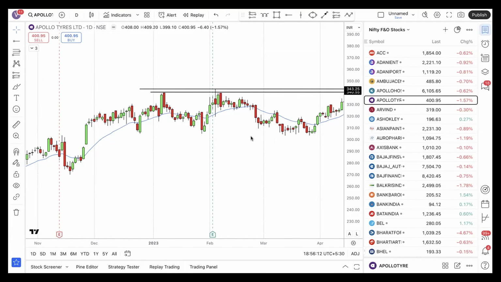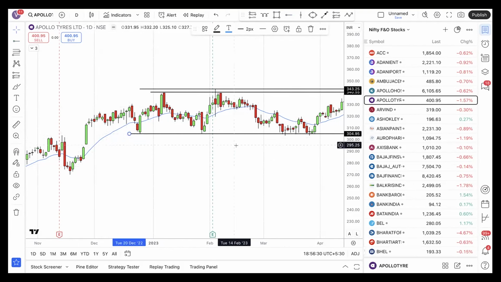Another thing, if you are looking for a pullback, see where the support is. I can see clear support here, clear support here. Two or three times price came here in Apollo Tires and took the support. So what we can do is mark the horizontal line if you are looking for a pullback. So we have marked this line.